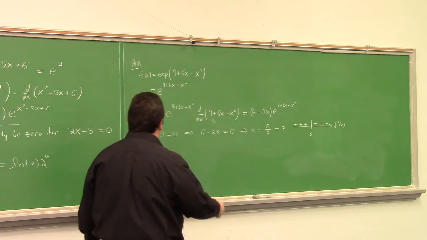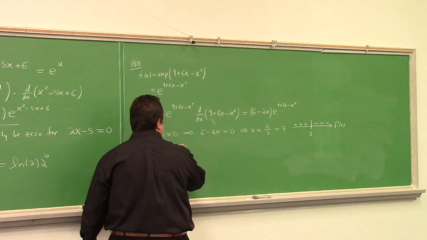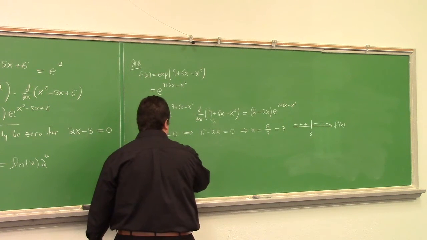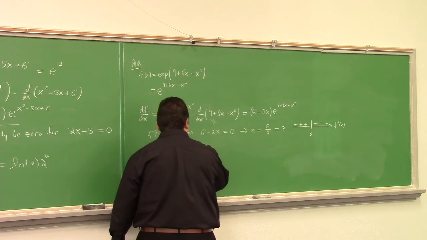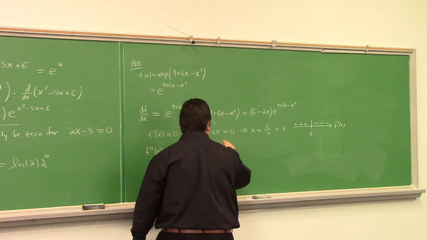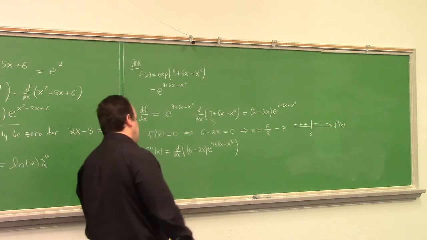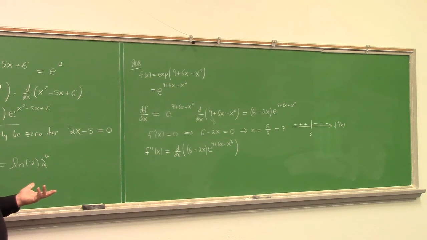Exactly, find the second derivative. That's what we've got to do, f prime prime of x. So we've got to calculate d dx of this function, 6 minus 2x times e to the 9 plus 6x minus x squared. And now it's a product. We have to use the product rule, right?